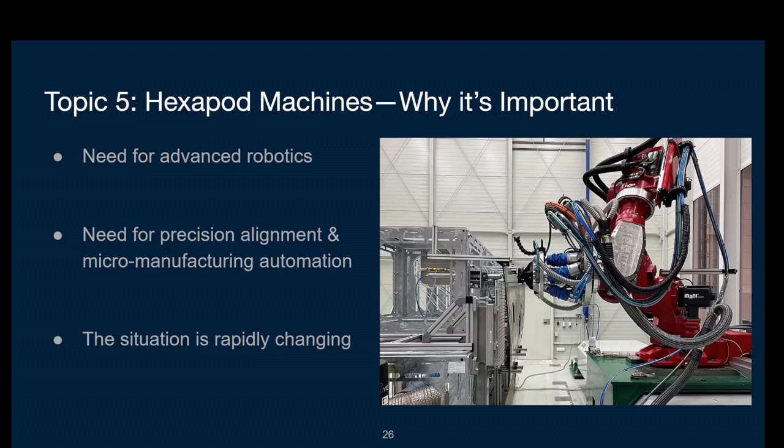As the precision requirements in the automotive industry especially are increasing, the need for advanced robotics arises. Traditional robots are fast and can handle heavy loads, but they lack the positional accuracy that hexapods excel at. So hexapod robots already have a history in precision alignment and micro-manufacturing automation, but at first they were considered too precise for the automotive industry. However, now the situation is changing, and the need for precision has greatly increased.